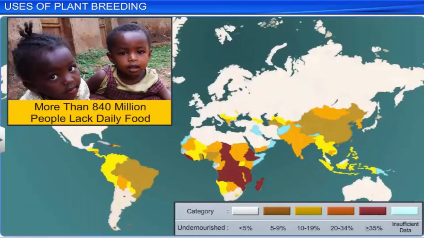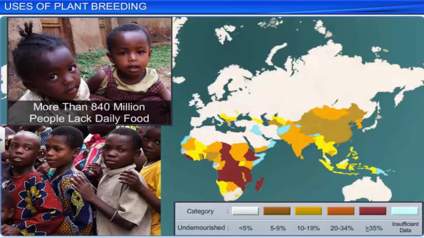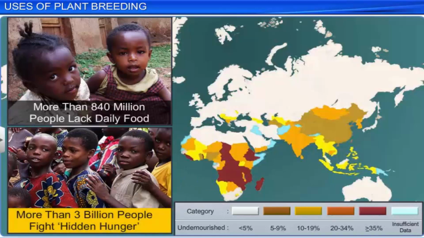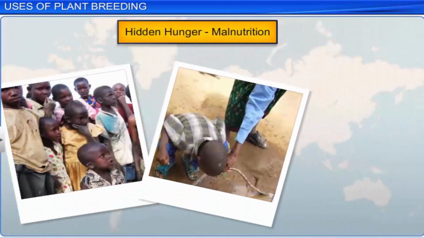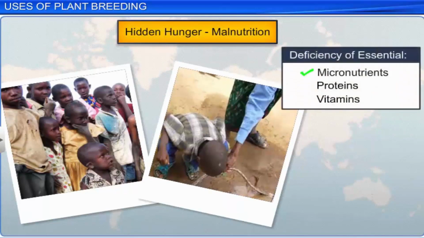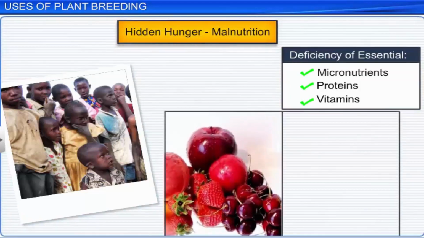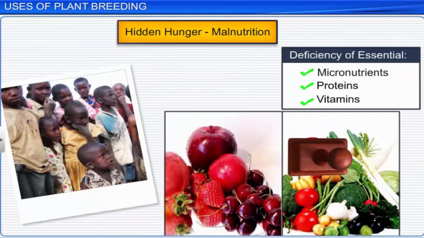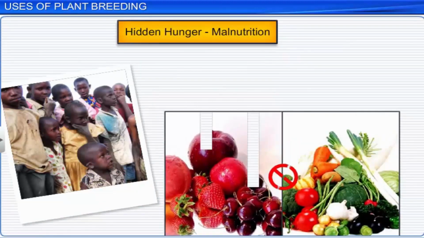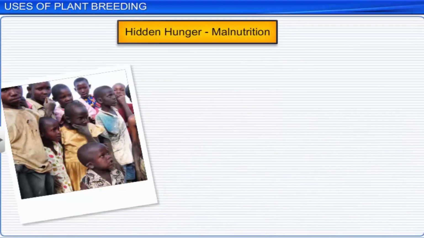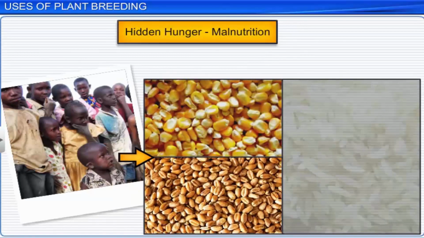While more than 840 million people around the world lack daily meals, it was reported that more than 3 billion people are fighting hidden hunger. Hidden hunger refers to a poor diet or malnutrition, that is, a deficiency of essential micronutrients, proteins and vitamins. As poor people cannot afford fruit and vegetables that are rich in nutrients, they survive on a diet containing staple food crops such as wheat, rice and maize.